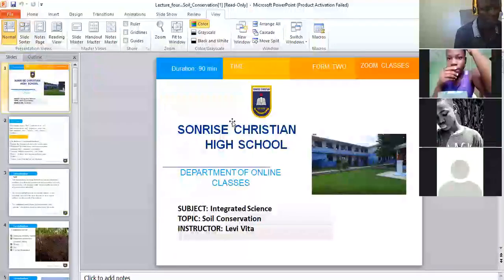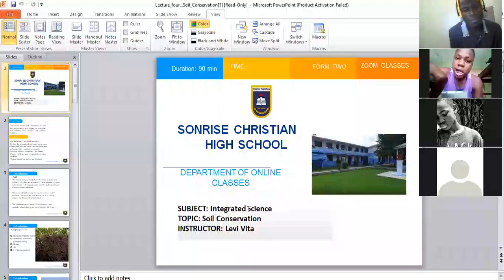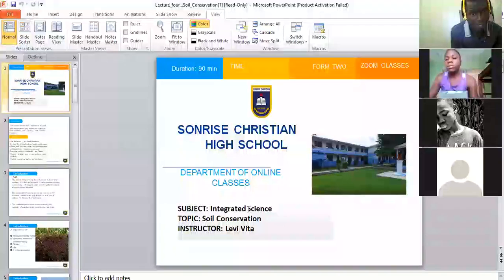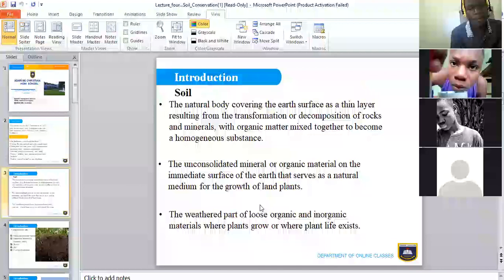Sir, please explain the agroforestry again. Okay. In agroforestry, what we are talking about is that you are planting trees in addition to the crops that you are growing.